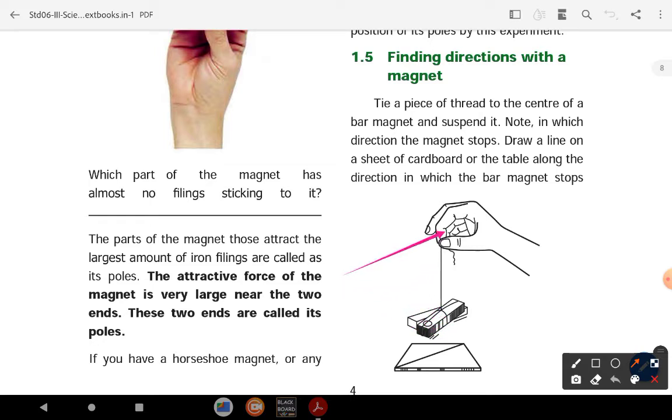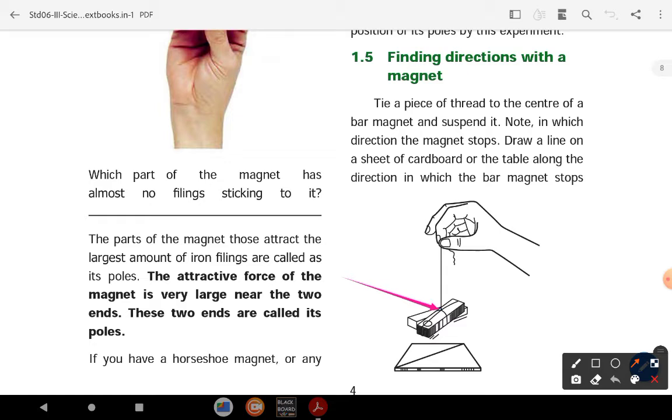This is called suspending. When you suspend it, this one will move. You see, it will rotate. Then after some time it will come to rest. Then see the direction which it is showing, and that direction will always be the north and south direction. Okay, this is just roughly what I told you.